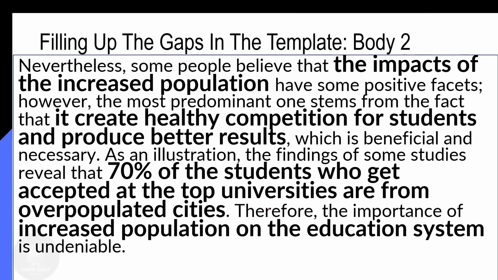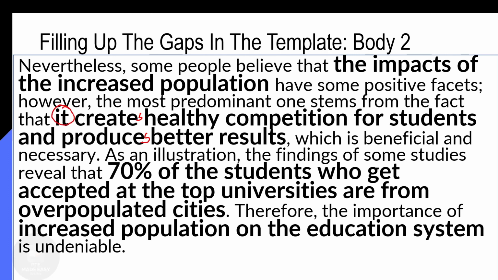Next is body 2. It says, nevertheless, some people believe that the impacts of the increased population have some positive facets. However, the most predominant one stems from the fact that it creates healthy competition for students and produce better results. So, of course, we know that it should be creates and produces, my bad, typo, because it has the word it.